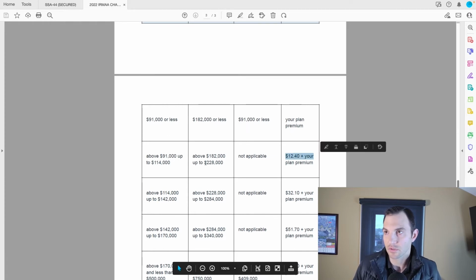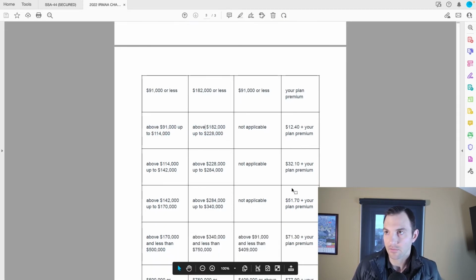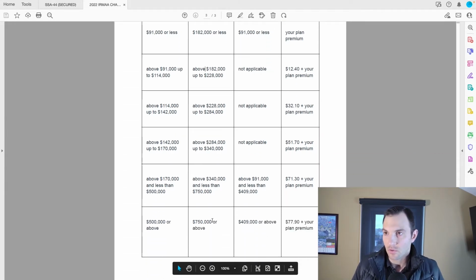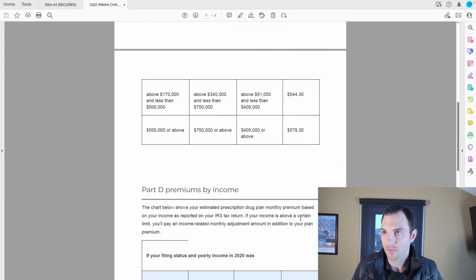As you can see here, it's an extra $12 if you fall into this bracket if you're filing a joint tax return, or this bracket if you're filing an individual tax return. And you can see the surcharge amounts go all the way up to about $750 for a joint tax return and $500 for an individual.